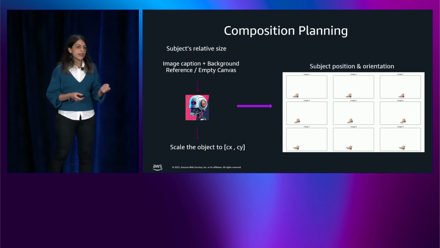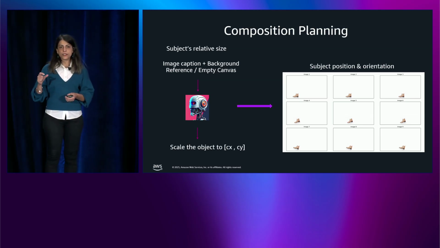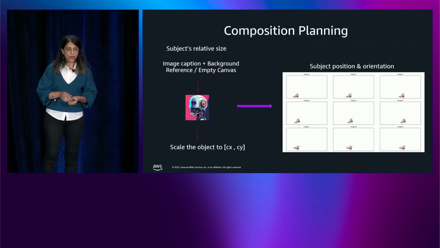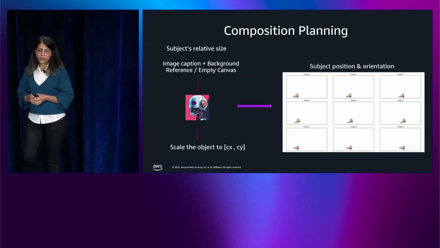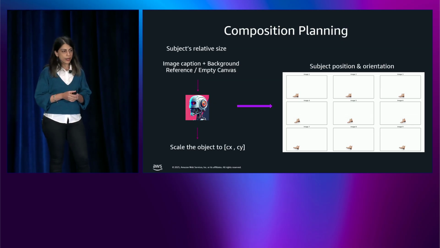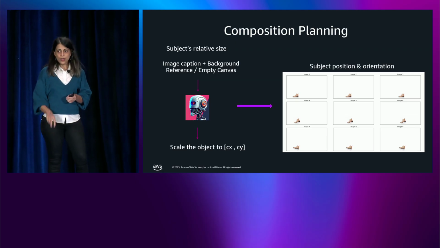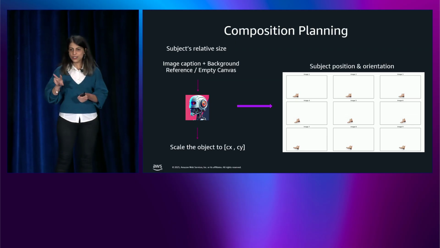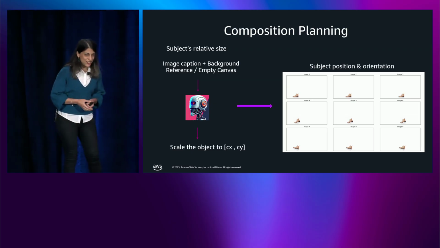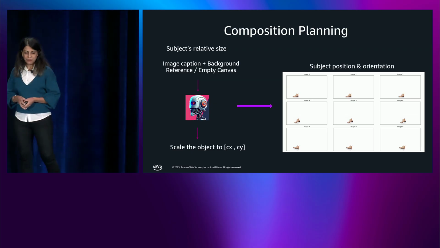Composition planning is about the relative size of the object in the scene, the position, and the rotation. With these 3 elements together, if they're picked properly, you can have very natural looking images. You can even make the image generative model generate shadows for you. But if the combination is not right, then you have synthetic looking images. So that's why it's very important to think about that.